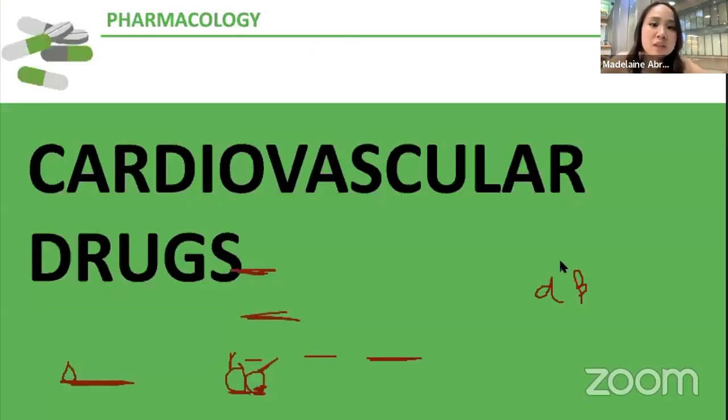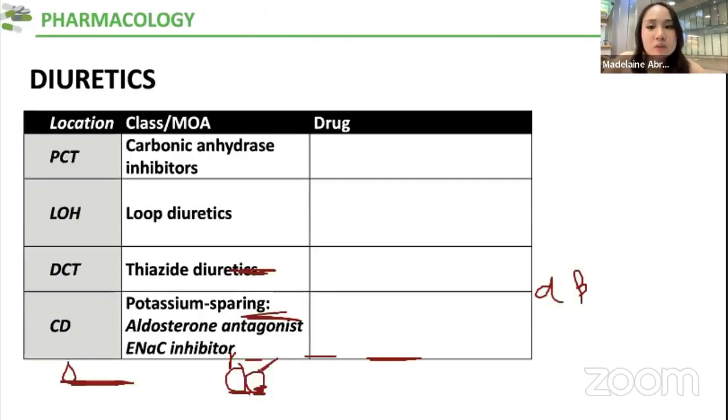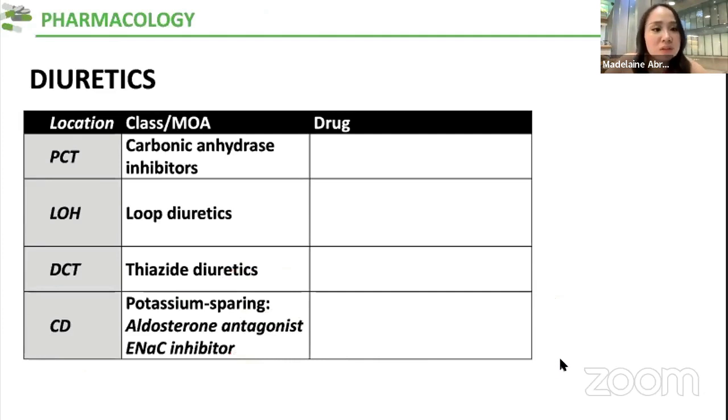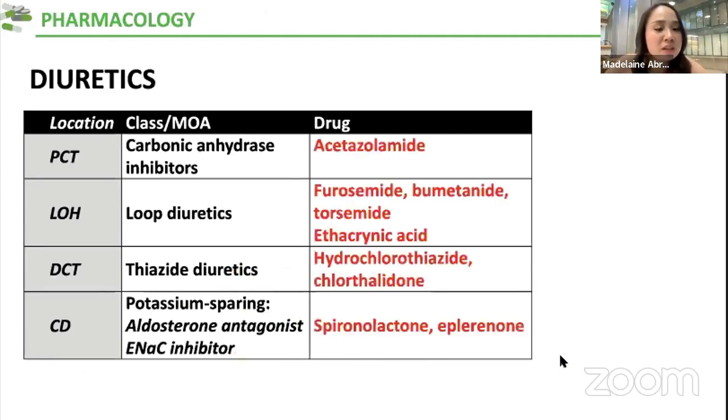Okay. So next, CV drugs na tayo. So gusto ko tandaan nyo dito sa CV drugs, yung diuretics natin, particularly these examples. So your acetazolamide mechanism, carbonic anhydrase inhibitor. Saan location, Doc? Proximal convoluted tubule. Your furosemide, your bumetanide, so medyo naiba, no? And your ethacrynic acid are loop diuretics, acting on the loop of Henle.